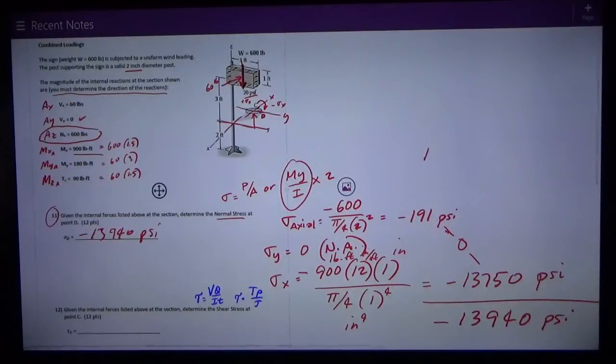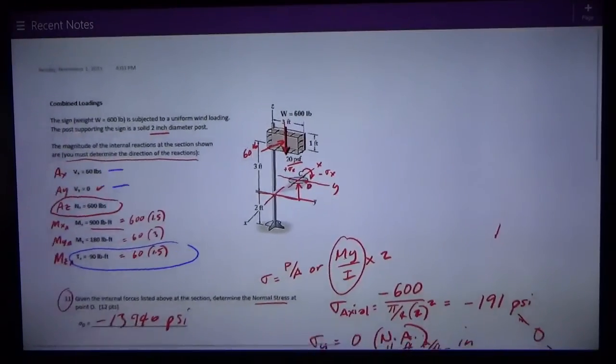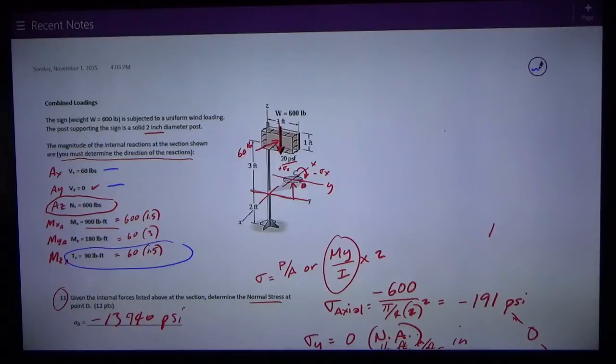I do have a straight line shear of 60 pounds in the X direction. I have 0 in the Y direction, straight line shear, and I have this torsion of 90 pound-feet. So let's look at the straight line shear first. If I draw this section bigger, there's the x-axis, there's the y-axis, there's point C that I'm concerned with. The shear is in the x direction. It's coming from the wind force. So that's Vx on the section, 60 pounds.